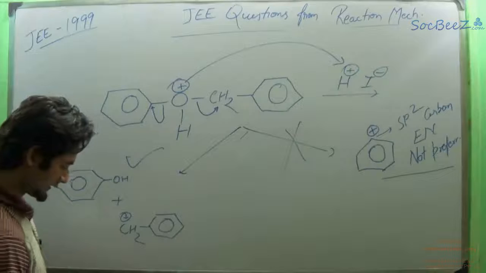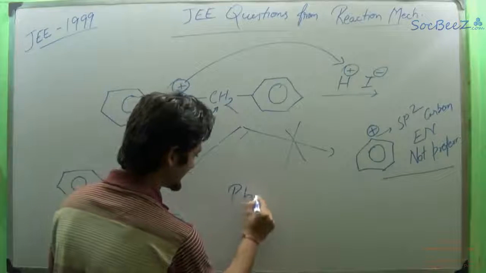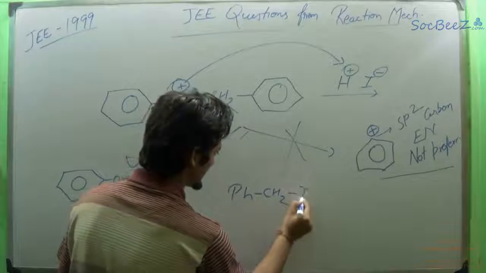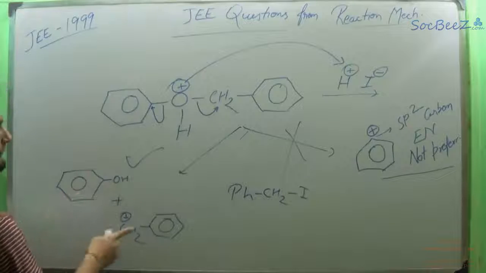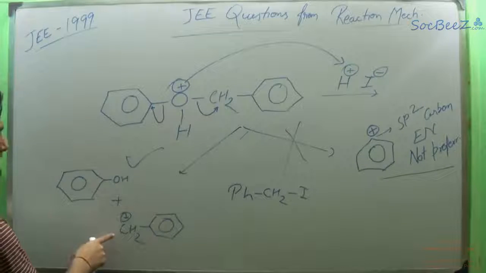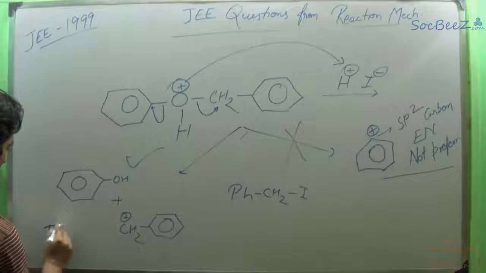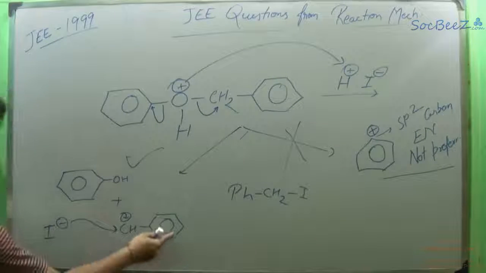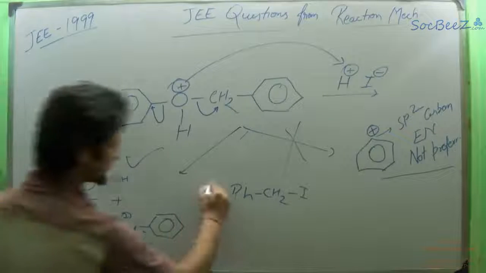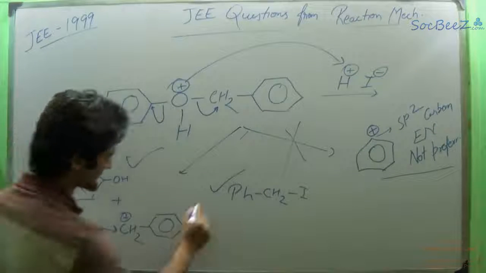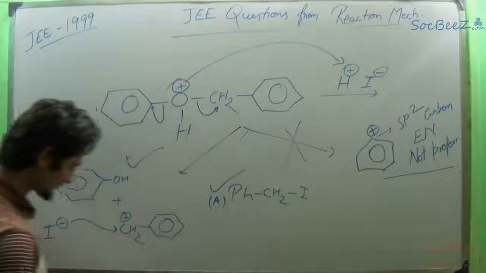The options were phenyl CH2I. Now, this is the first step, formation of a carbocation. Once a carbocation is formed, this I minus, which is present in the mixture, will come and attack, forming a phenyl CH2I. So, this option is correct. That is, A option is correct. It's a multiple choice question.